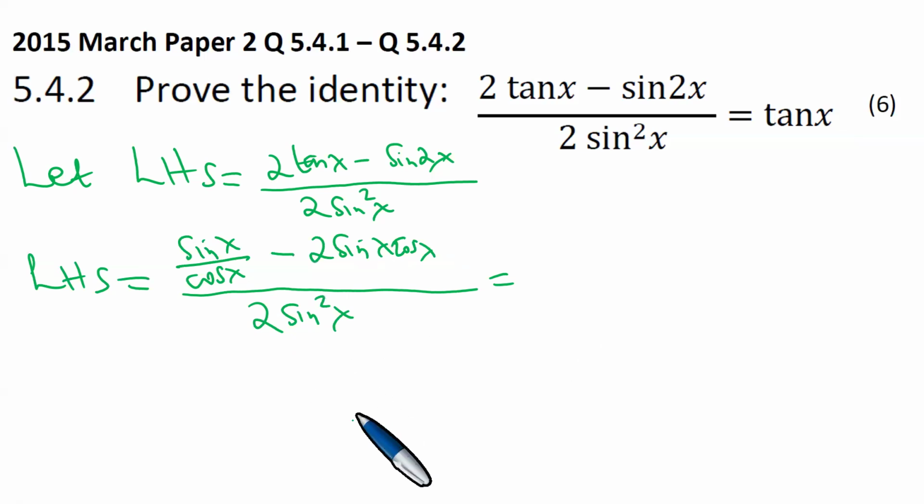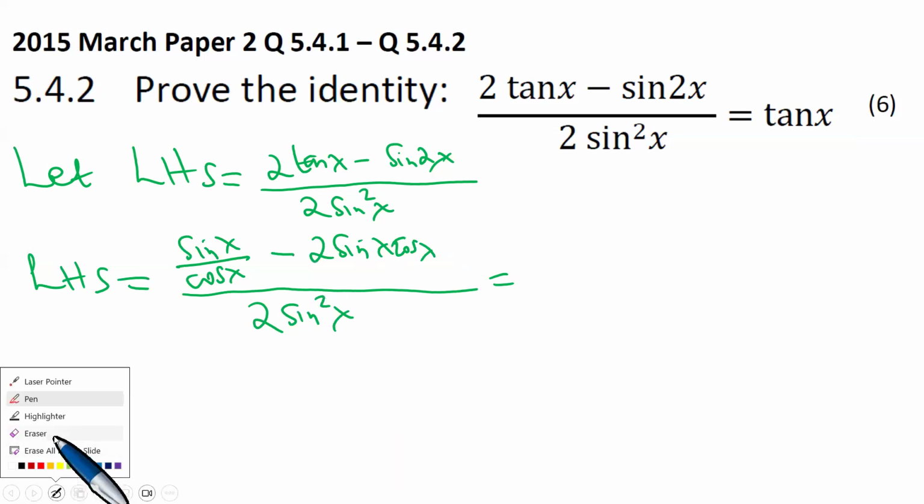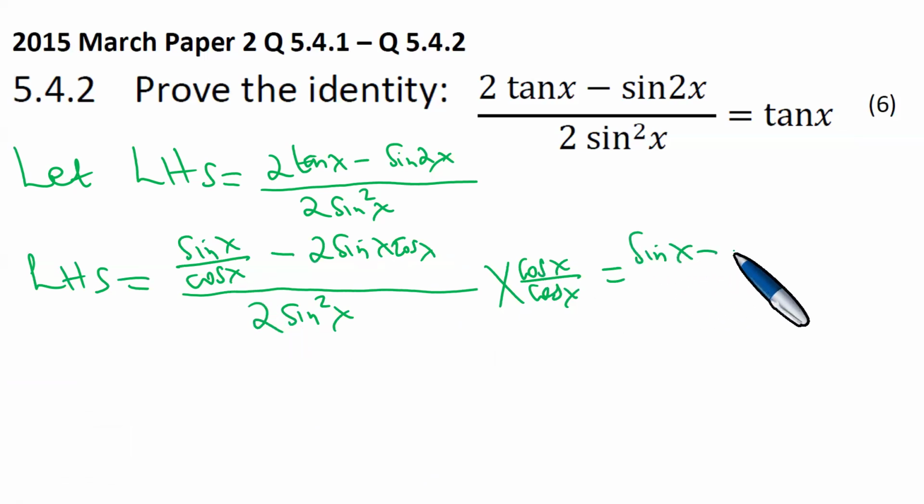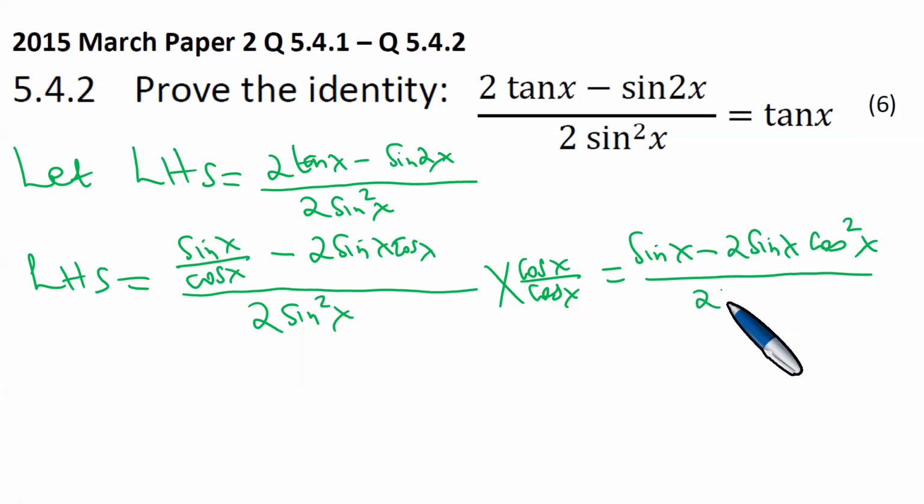What do we do at this point? We multiply the numerator and denominator by cosine x divided by cosine x. What does this give us? The cosine cancels, giving us sin x minus 2 sin x cos squared x, divided by 2 sin squared x cos x.